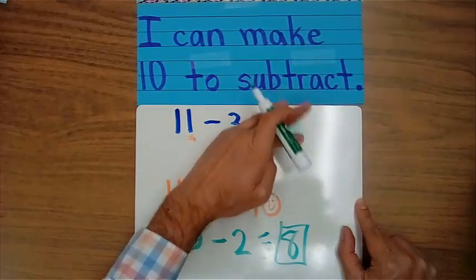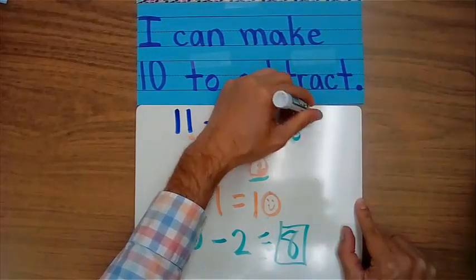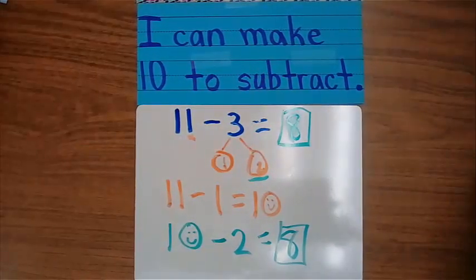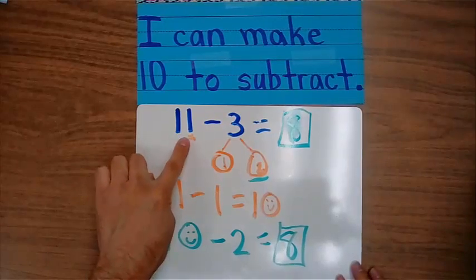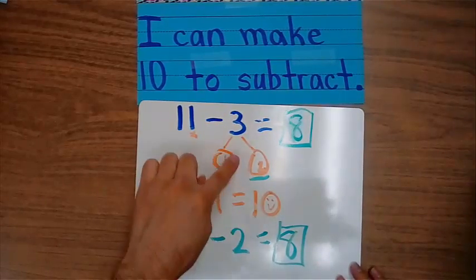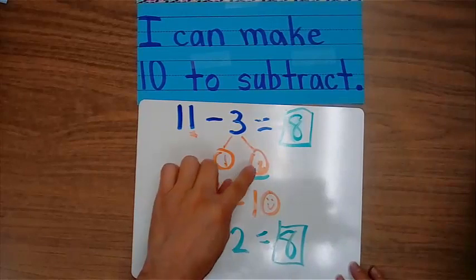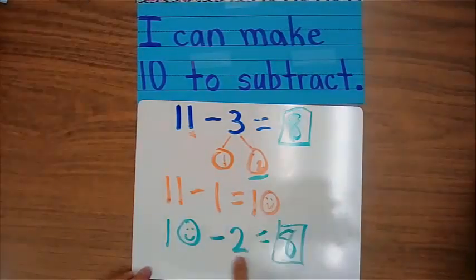Whoops, let me make that into a nice 8. It equals 8. So what we did was we made this number into a friendly 10 and then subtracted whatever the difference was, whatever the missing part was, and we got our answer.